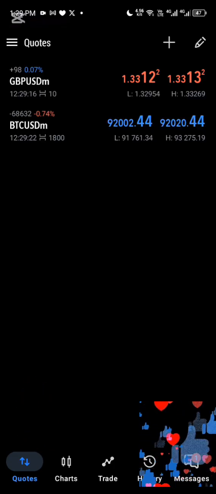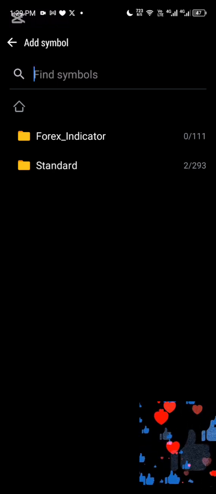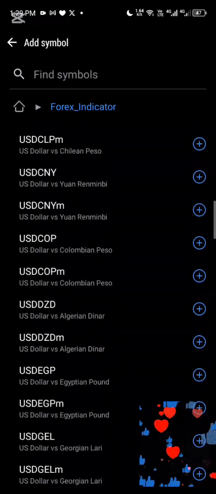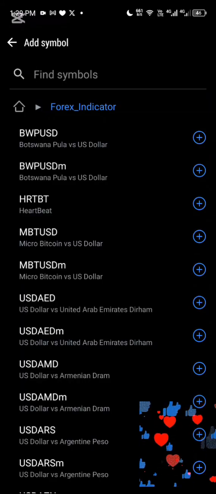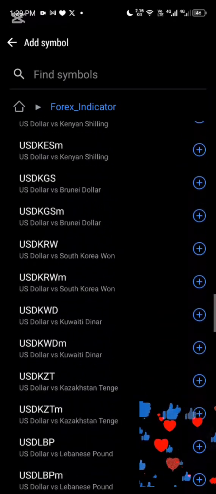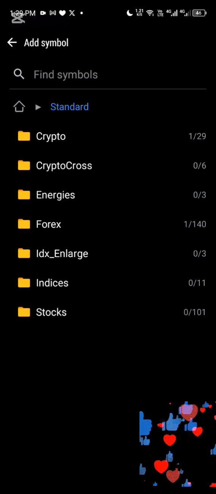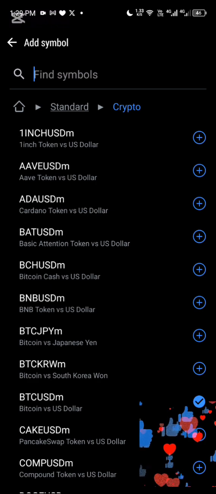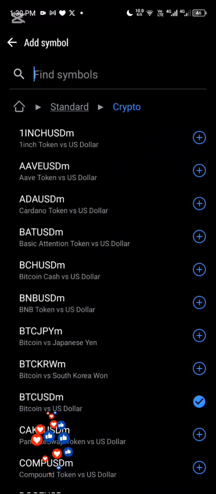Now talking about quotes, over here in my MT5 we have forex indicators and standard indicators. If you click on this place, you see all the trading pairs that you want to trade on your MT5. If you go back and click on this plus, you see a standard one. On the standard, you have crypto, cross, energy, forex, just like that. Now you click on crypto, you see all the types of crypto exchanges. These are coins which can be traded for a currency.